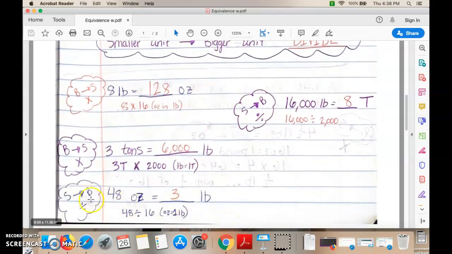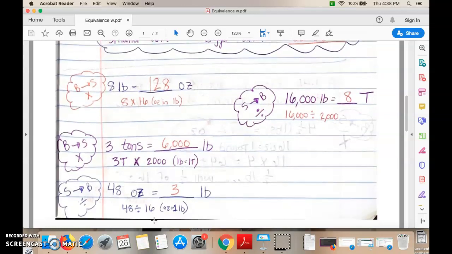And then one more. If I have 48 ounces, what does that equal in pounds? Well, ounces are smaller than pounds, so I need to divide. Smaller to bigger, you divide. 48 divided by 16, and I have 16 because 16 ounces equals 1 pound. So 48 divided by 16, if you did the math, would be 3 pounds. 48 ounces is the same thing as 3 pounds.